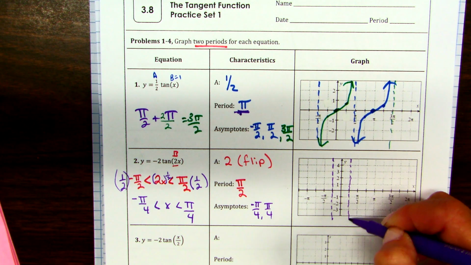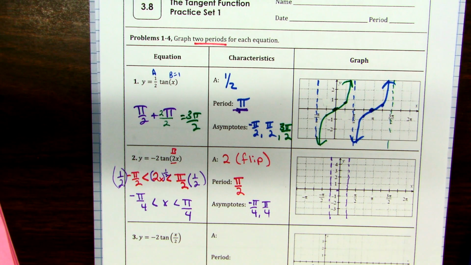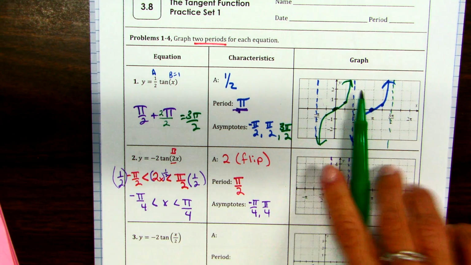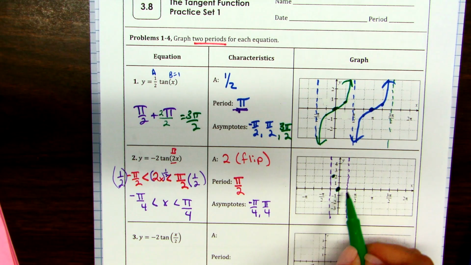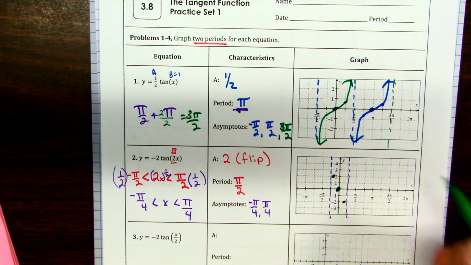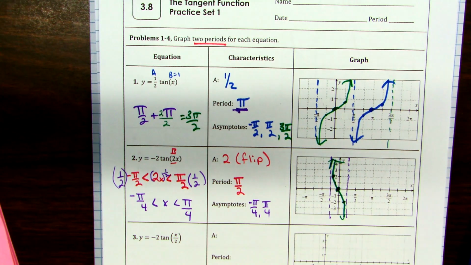Remember, pi over 4 is in between 0 and pi over 2. Think of your unit circle. Where is pi over 4? It's in between 0 and pi over 2. So it's a little skinny one. So there's my middle. And then I have a flip, so it's going to go this way. I'm up at 2 right in the middle, down at 2 right in the middle. This skinny little squiggle.